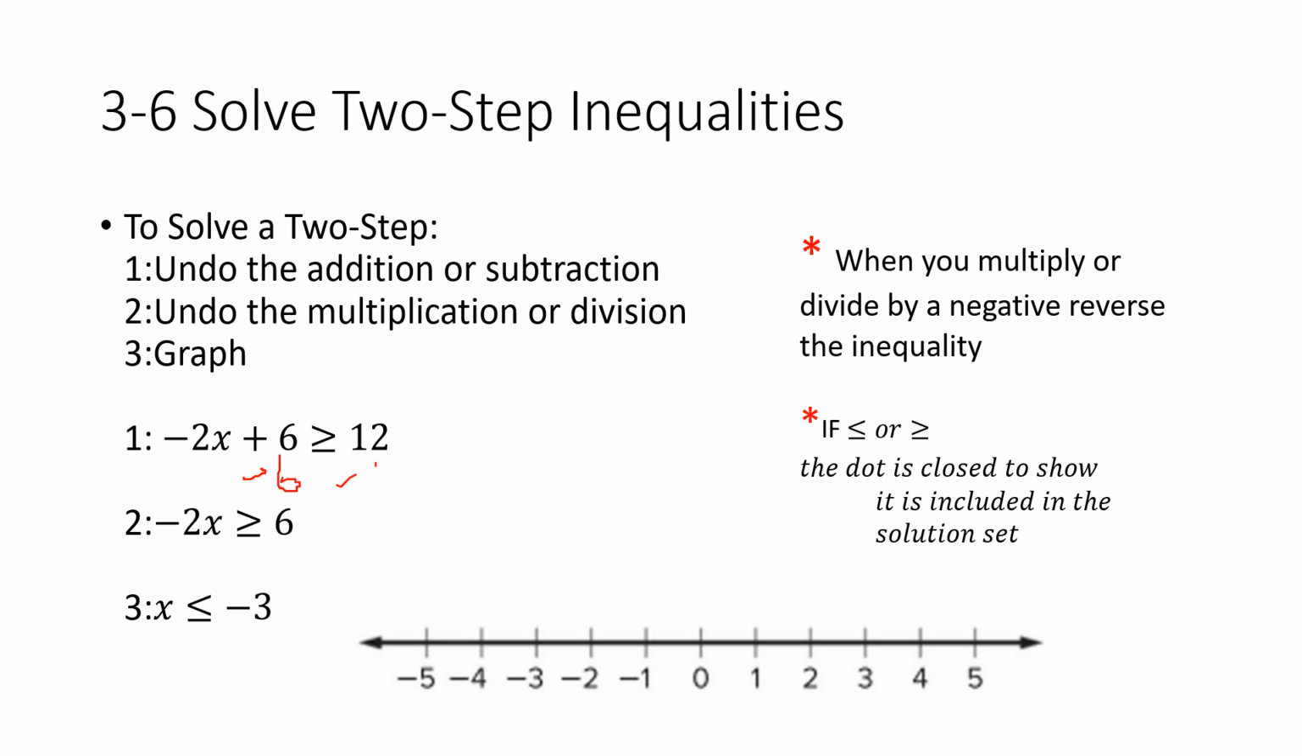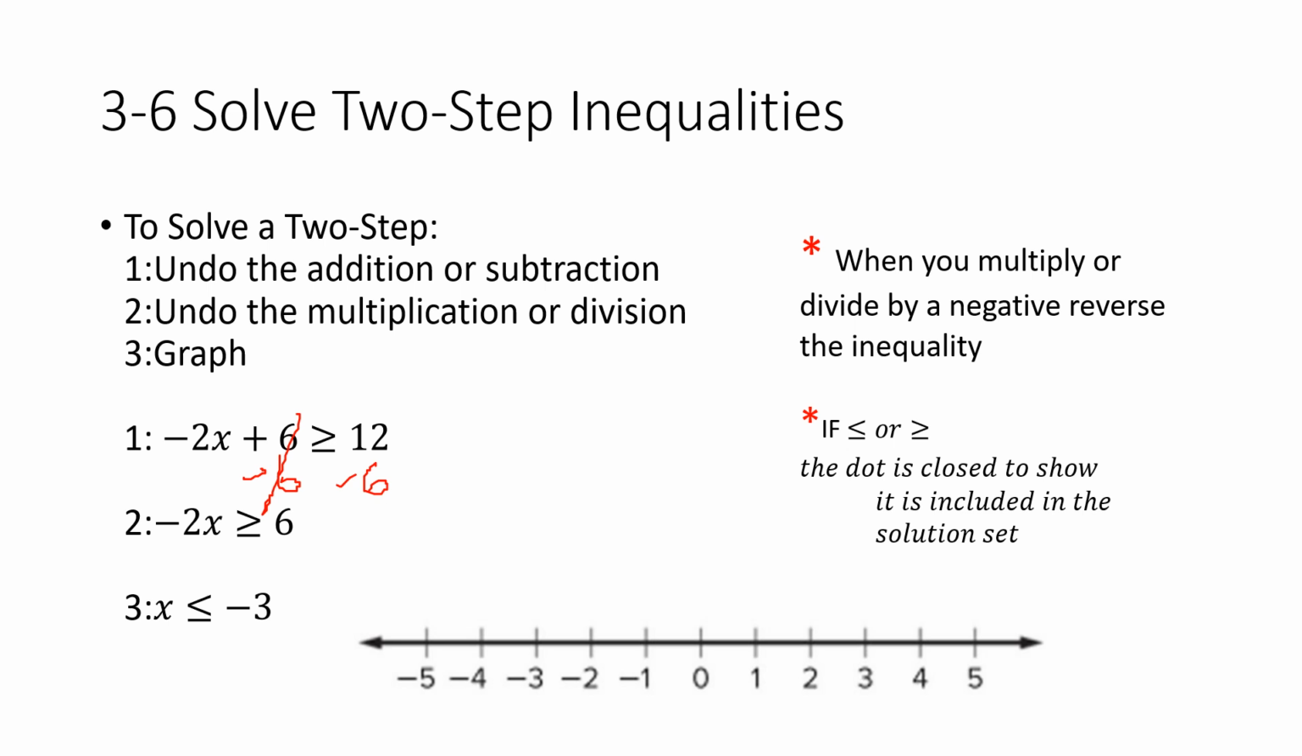Now, the similarity here is just like an equation. What you do to one side of the inequality, you must do to the other side of the inequality. That way the inequality stays true. If you start changing the value of one side and not the other, then that inequality may no longer be true. That may be a false statement at that point, and you don't want that. So the 6's cancel, negative 2x comes down here in step 2, and 12 minus 6 is 6. So that's where we are in step 2.